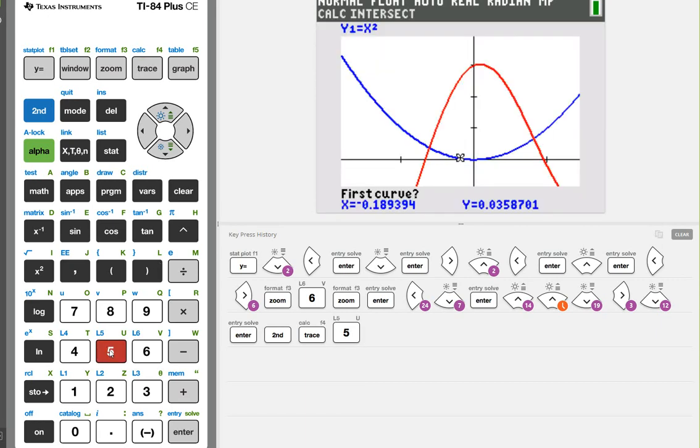Now, it's kind of funny the way this works. You're gonna end up pressing enter a total of 3 times. So move your cursor somewhat close to the point of intersection that you're interested in. So use the arrows to move that over there. And when you get somewhat close, and it doesn't have to be terribly close, you're gonna press enter a total of 3 times. 1 for the first curve, 1 for the second curve, and 1 more again.